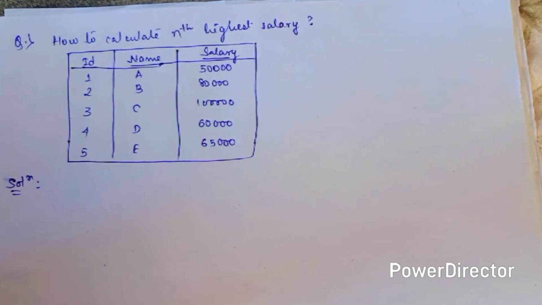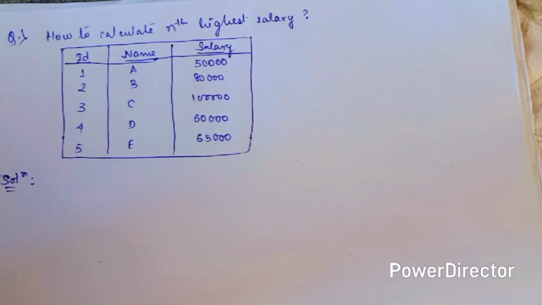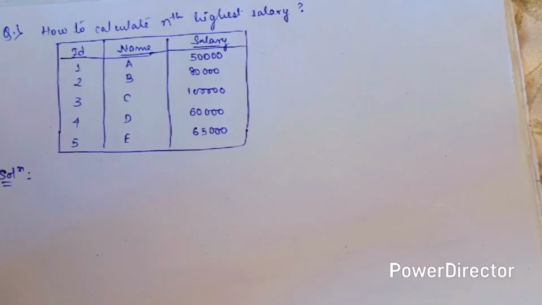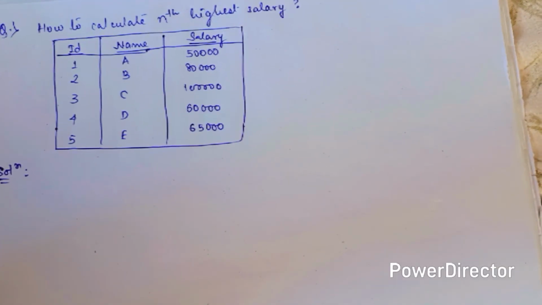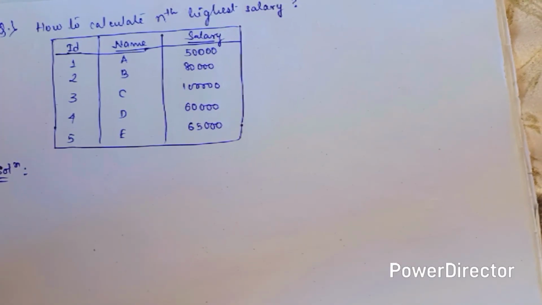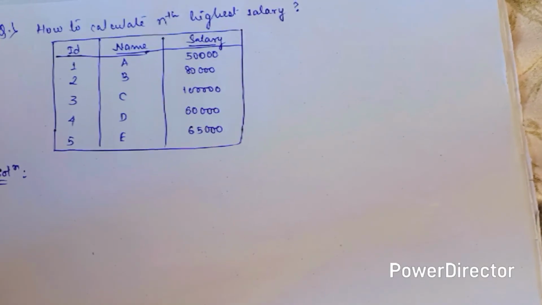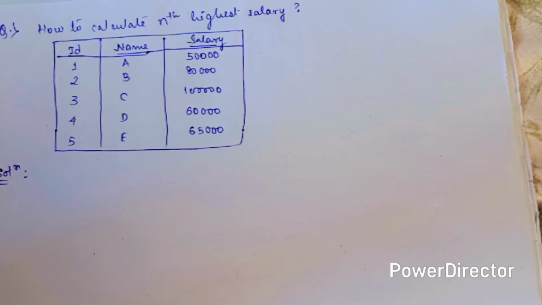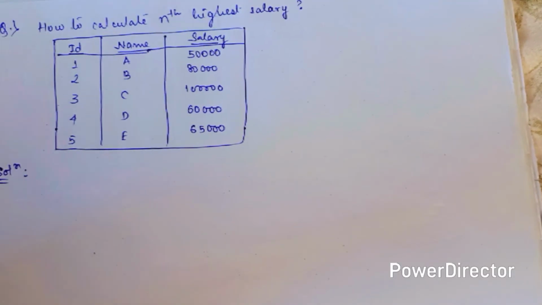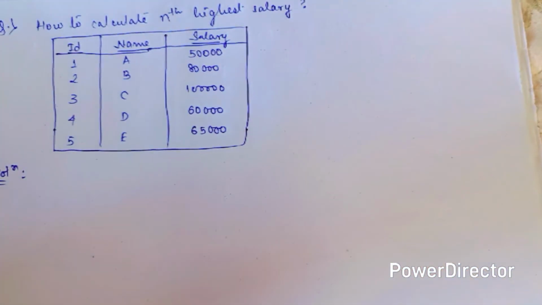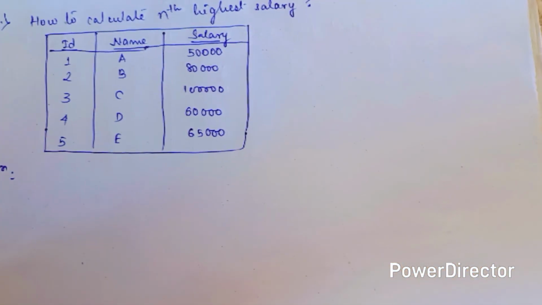Hello everyone. So today we are going to calculate the nth highest salary from a table using SQL query. In the previous video we calculated the second highest salary, but if we want a more general query, then we need a different approach. Only finding out the second highest salary is not applicable to find the fourth highest salary or the third highest salary. We need a general query for that.